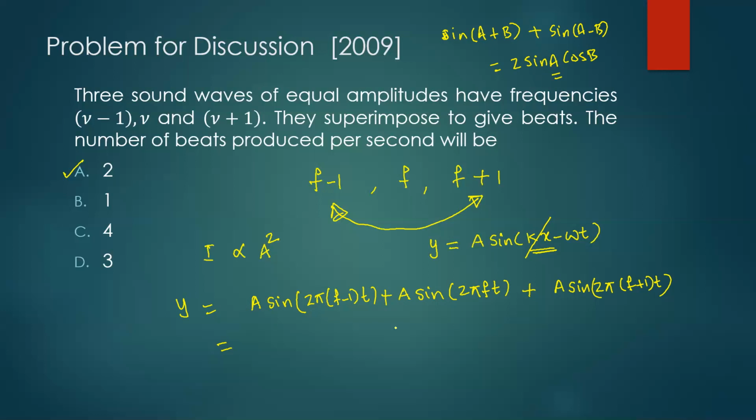Similarly, if I add the first term and the last term, I'll get 2A sine, I get 2 pi, I add f minus 1 plus f plus 1 and then divide by 2. So I'll get 2 pi f t, and then cos of 2 pi, I have to subtract f minus 1 minus f plus 1. So I'll get minus 2. So cos of minus and plus will be the same. If I divide by 2, I'll get only t. You're okay with this trigonometry?